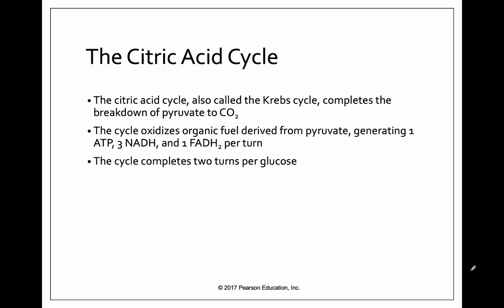So next we have the citric acid cycle. It can also be called the Krebs cycle. So if you're looking and studying in a different place, you might see the word Krebs cycle. These are the same exact thing. And it is going to complete the breakdown. So by the end of the Krebs cycle, pyruvate and acetyl-CoA will be completely gone, and we will have generated all 6 of the carbon dioxides that we make from glucose.